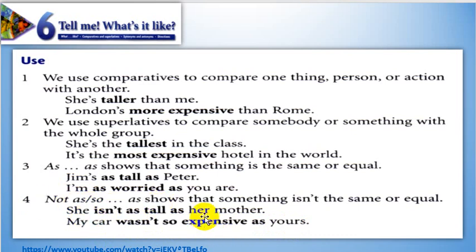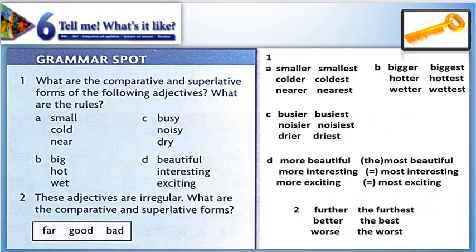كما في مثالين. There's also another useful video on YouTube for those who would like to dig deeper into the subject. You should memorize these notes by heart. Now we come to an important exercise. On grammar spot, 1. What are the comparative and superlative forms of the following adjectives? What are the rules? They divide into 4 groups, A, B, C, D.